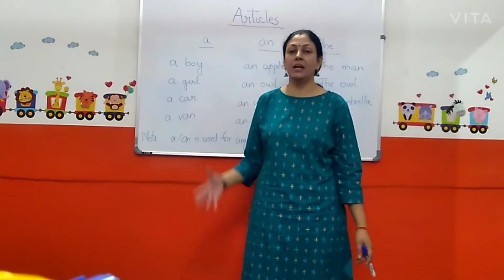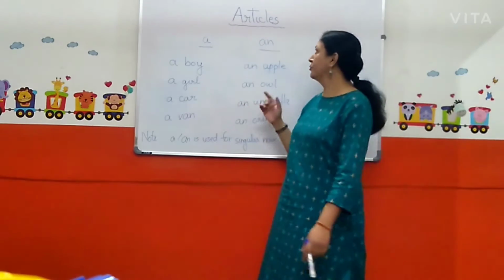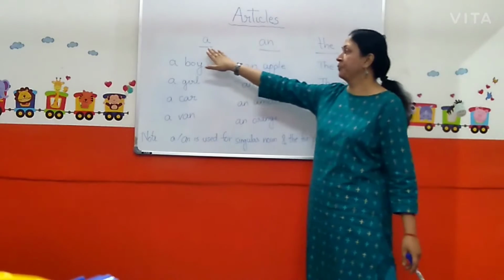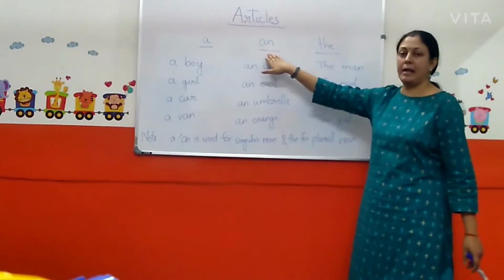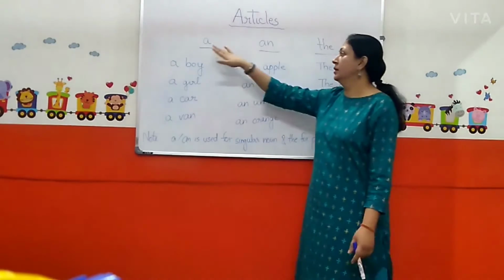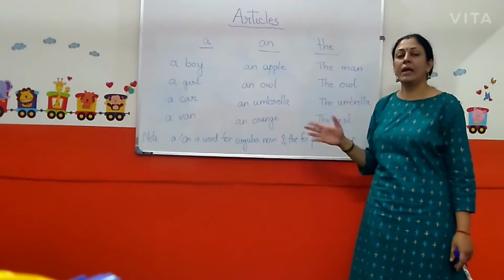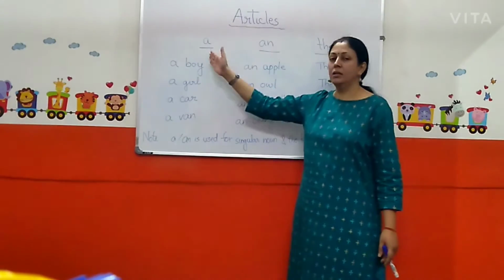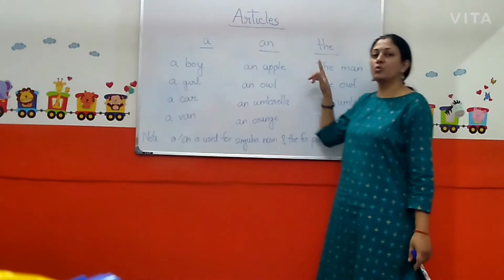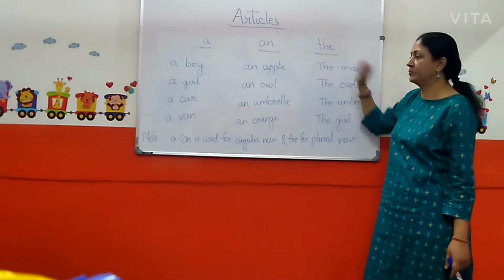We are going to learn a new topic, articles. Articles in English grammar. Fine. So what are articles? Articles are a, an, the. There are three articles: a, an, the. We have already learned a and an. We have used a and an. So today we are going to learn the last article, the.